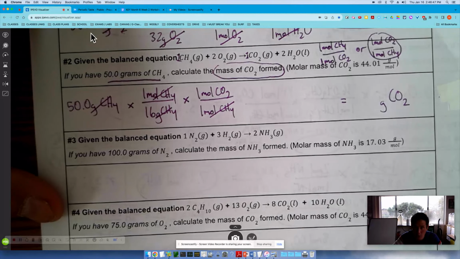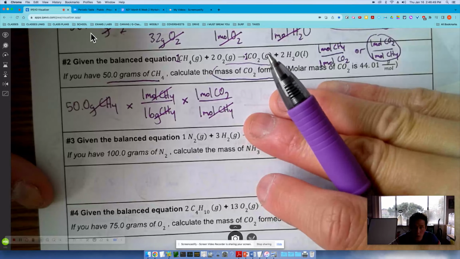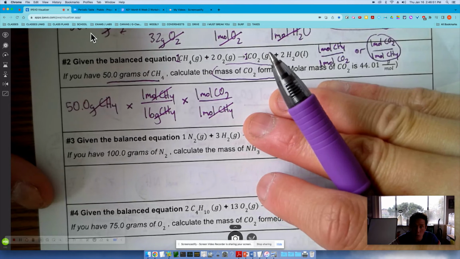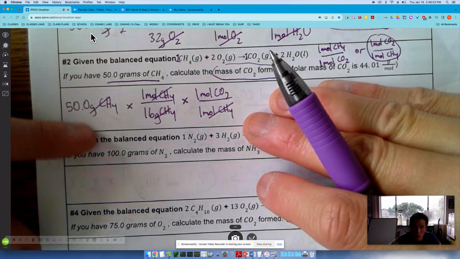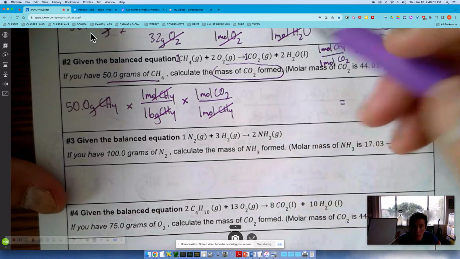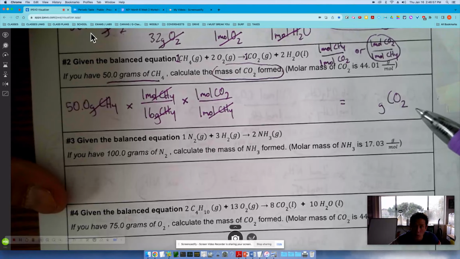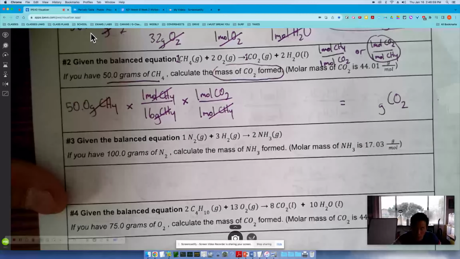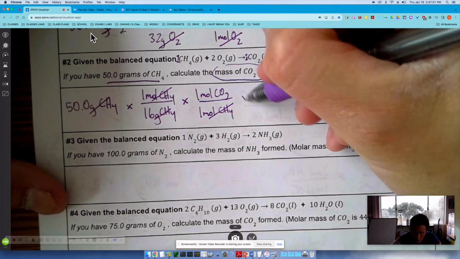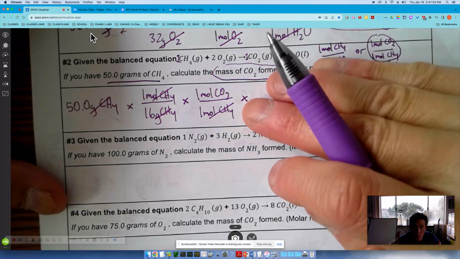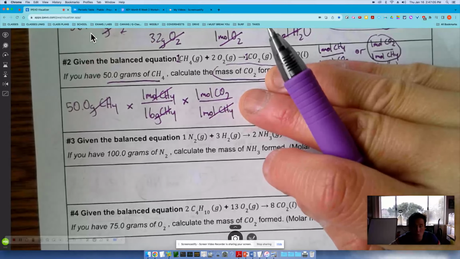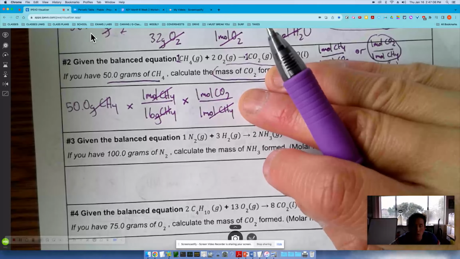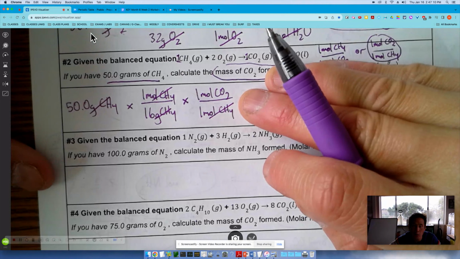The last step, because I'm not done. If I finished right now, I would get an answer of how many moles of CO2 I could create from 50 grams of CH4. I'm asking for the mass. I'm almost there. One more step, okay? If I stopped right here, I would probably get, I don't know, 2 moles maybe of CO2? But then we would want to see how much that weighs.